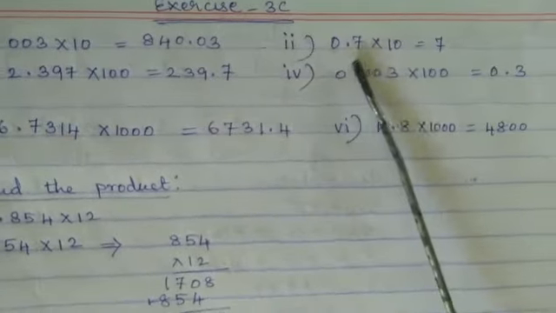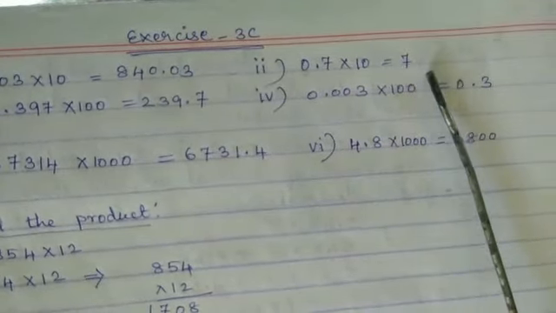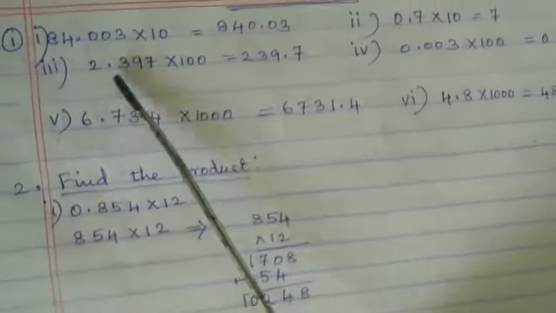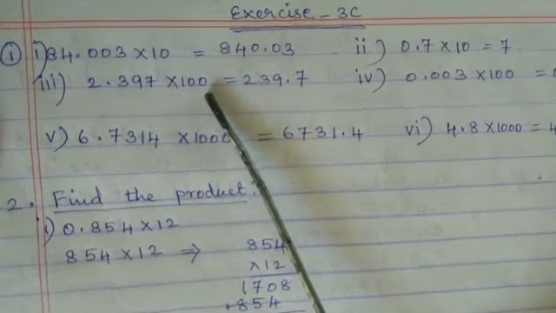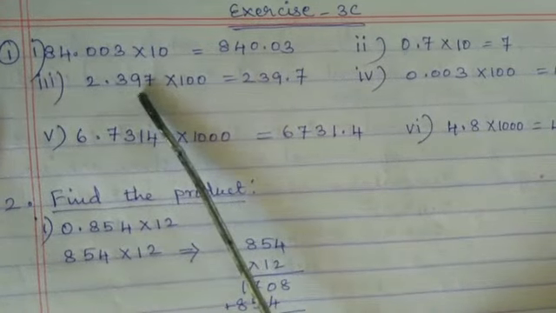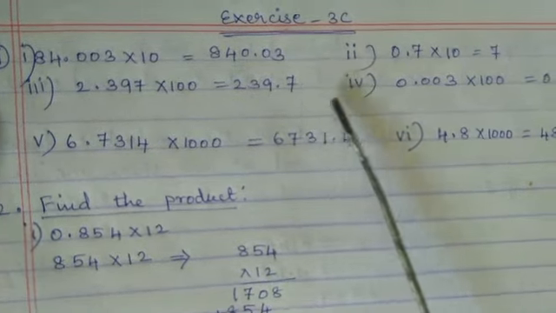Number 2, 0.7 multiplied by 10. That is 7, whole number 7. Number 3, 2.397 multiplied by 100. So 2 zeros are here. So 2 decimal places join with the whole number. That is 239.7.